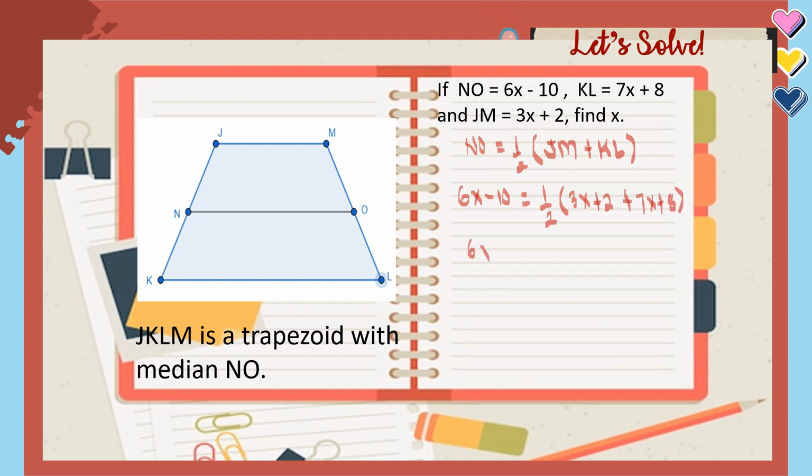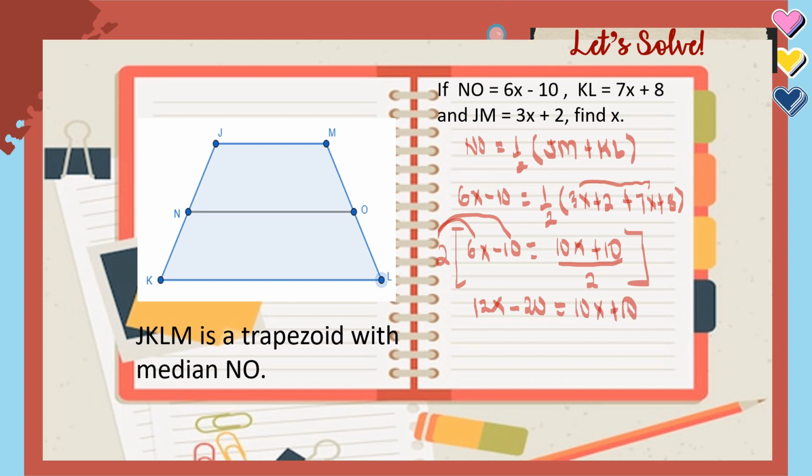So we get 6x minus 10 equals, combining similar terms here, 3x and 7x is 10x, 2 plus 8 is 10, so divided by 2. So we multiply the whole equation by 2. So 2 times 6x, that is 12x. 2 times negative 10 is negative 20, so we can cancel out 2 and 2 here. What's left is 10x plus 10.